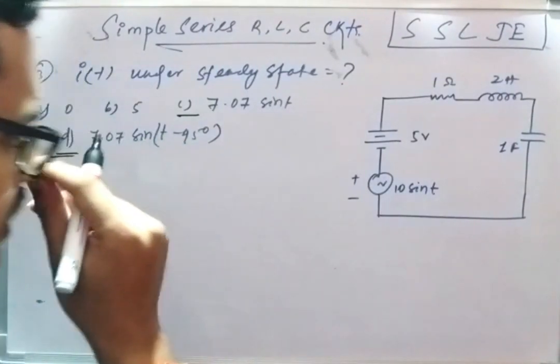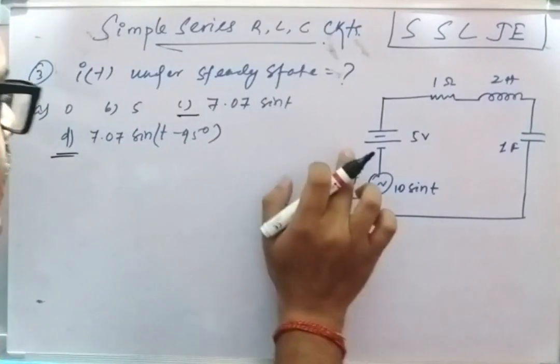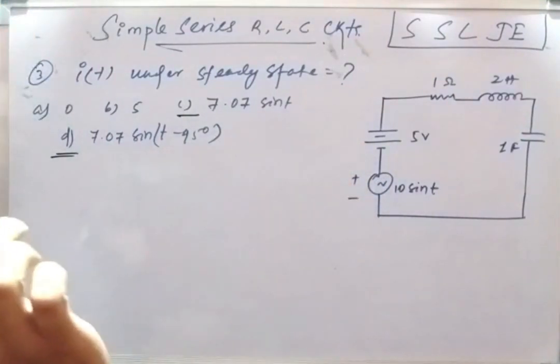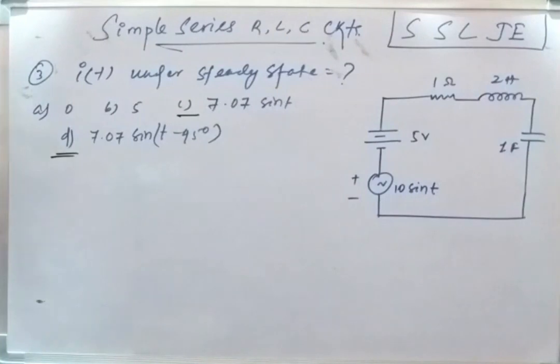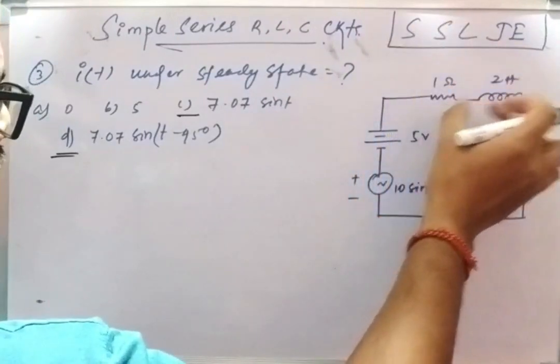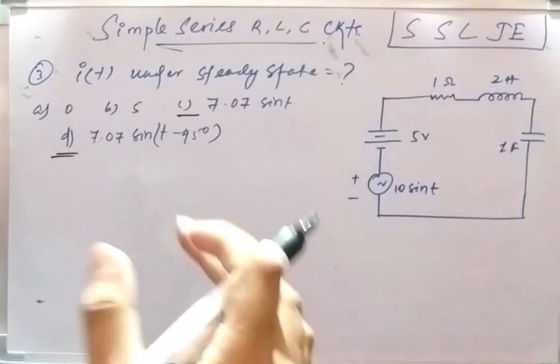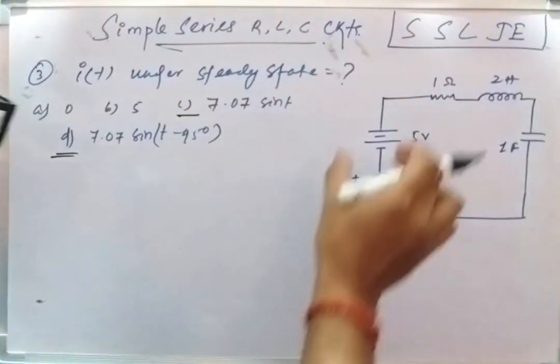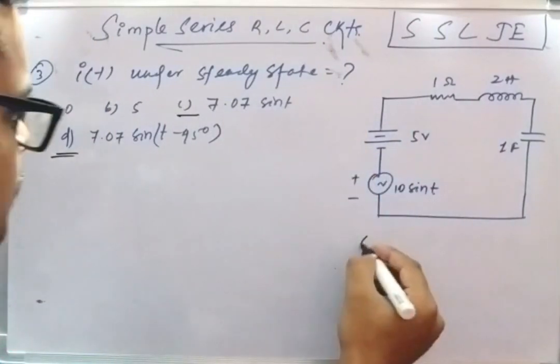How can you find out the phase difference? And before that, one more thing I want to tell you. Here 5 volt is given only to confuse you. Okay, so you should not get confused by seeing 5 volt, because for 5 volt this circuit will act as an open circuit, because 5 volt has a frequency of 0.